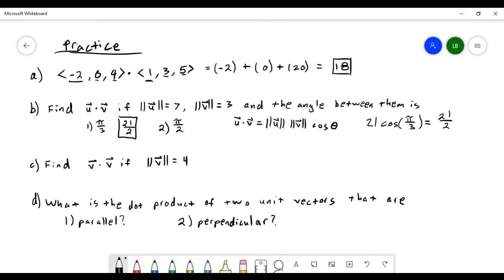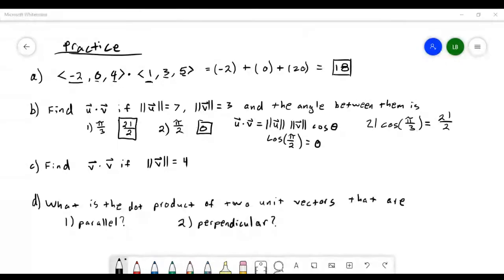But then for part 2, I think you might have messed up just a smidge. Remember, the cosine of pi over 2 is actually equal to 0. So for part 2, the dot product would actually be 0. Remember, pi over 2 is right at the top of our unit circle, and that means that our distance from the y-axis is 0, so the x component is 0. It's all good.